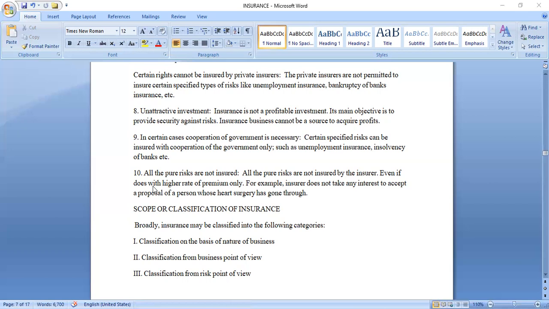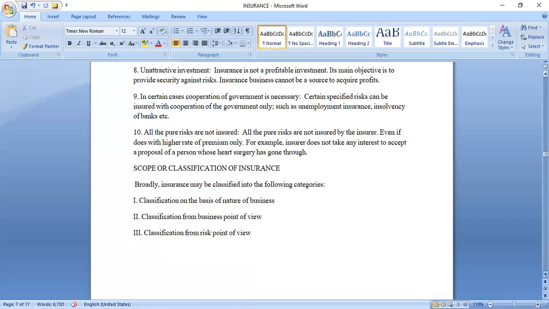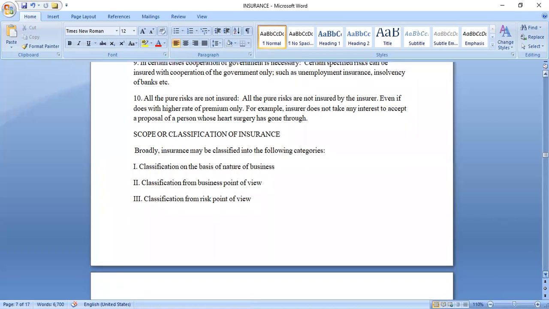They are limited. Then another limitation is that not all pure risks are insured, right? Remember, we looked at the pure risks, for example fire, burglary, marine, the perils of the sea. Those are pure risks. For example, an insurer may not take interest in accepting a proposal of a person whose heart surgery has gone through. So in some of those scenarios, these insurance companies may not be liable. That's why even most people have a negative impression about these insurance companies.